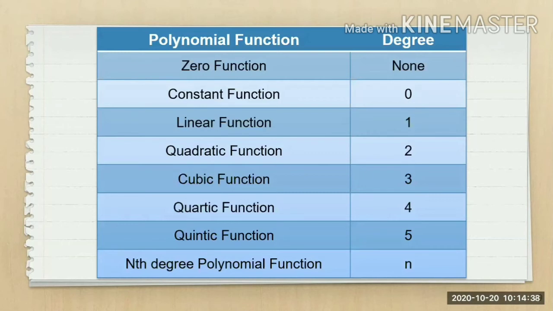So the first one, we have the zero function. Then we also have the constant function. Then linear function kapag ang degree ay 1. Quadratic kapag 2. Cubic kapag 3. Quartic kapag 4. Quintic kapag 5. And nth degree polynomial function naman kapag n degree. So 6 pataas po na degree, ang ipapangalan natin ay 6th degree polynomial function.